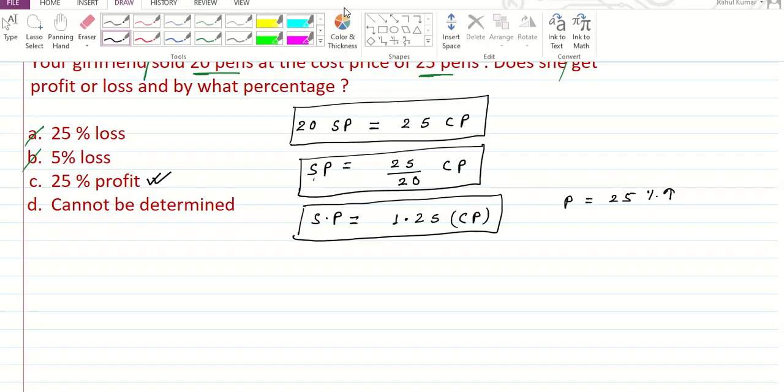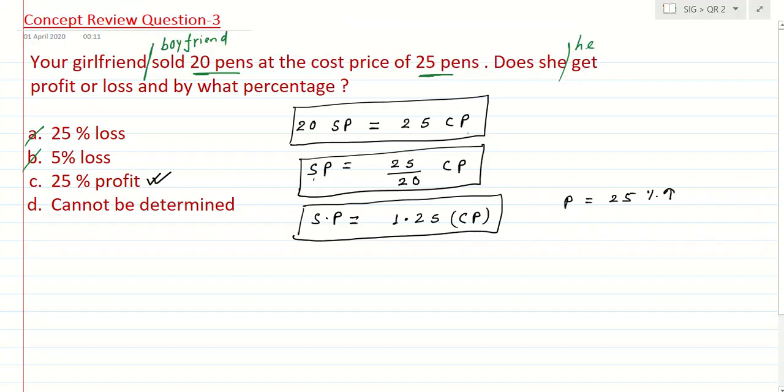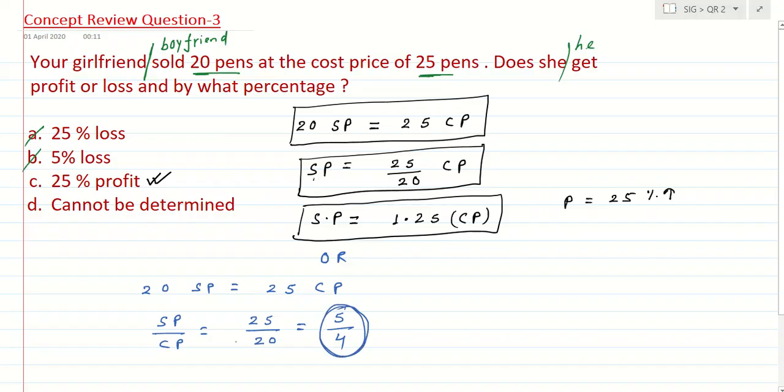What is the other approach? I'll tell you one more simple approach here. It is given 20 SP equals 25 CP. Let's find the ratio. So SP divided by CP, how much do we get? 25 by 20. Can I say the ratio is 5 to 4? Correct? 5 by 4 ratio.